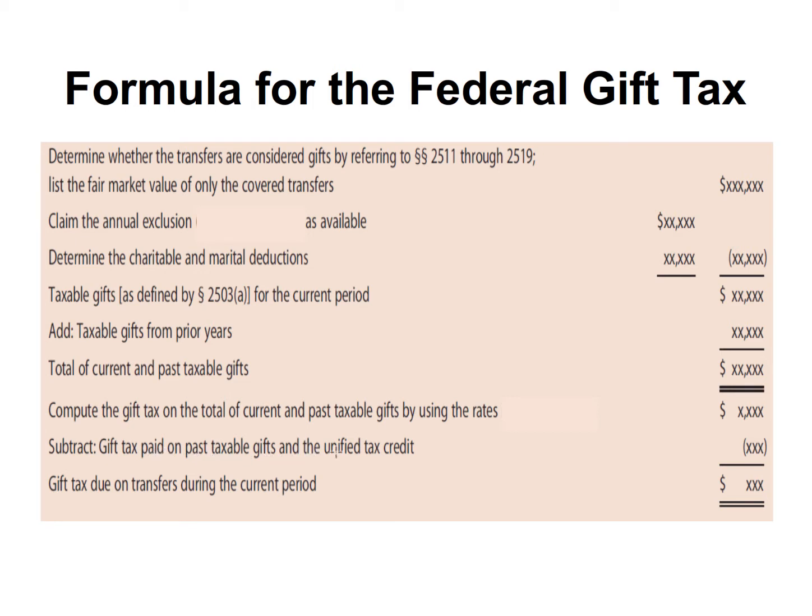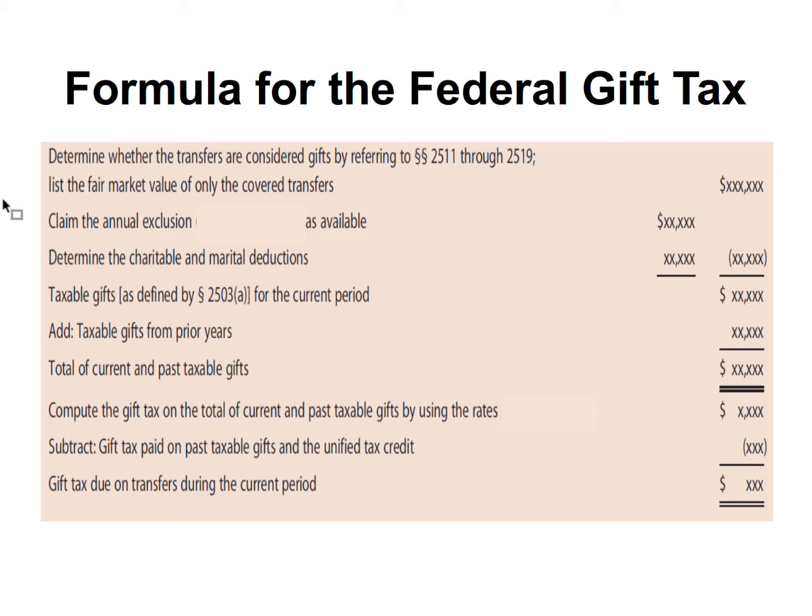Another thing to notice is down here at the bottom, we have the gift tax paid on past taxable gifts and the unified credit. So you're going to see this unified credit, which is unified in the sense of gift tax and estate tax. Everyone gets a lifetime unified credit that they can use for federal gift and federal estate tax purposes. It's unified in the sense that it's a unified system. We'll talk about that a little bit more, but keep that in mind.